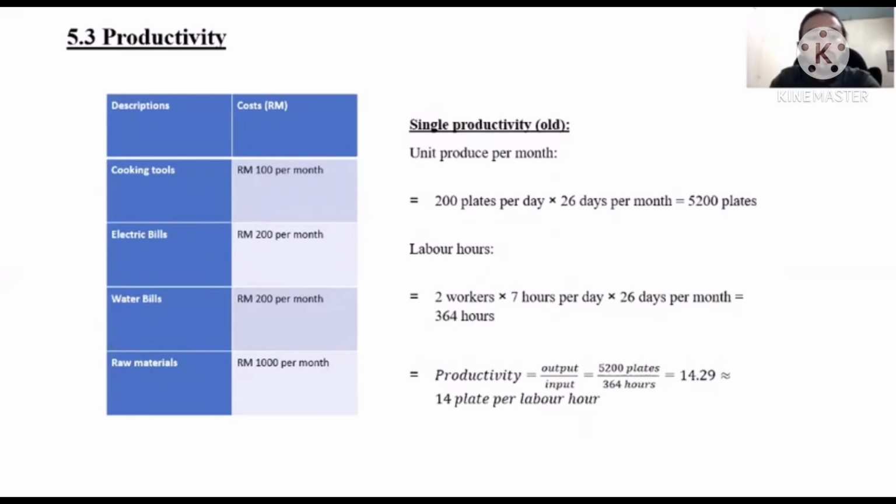2 of them will work in the kitchen as cooks. 1 waiter will prepare drinks for customers, and 1 food rider will bring the food to the customer. Workers will work 7 hours every day from 5 p.m. to 12 a.m. There are 26 working days every month.